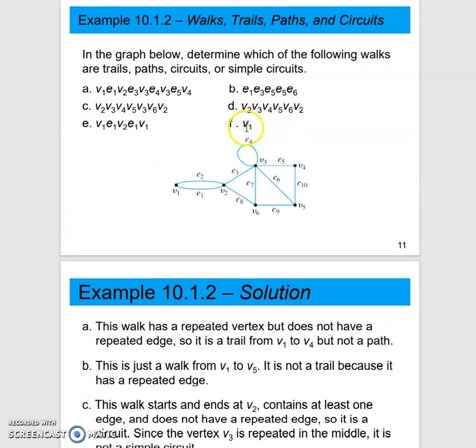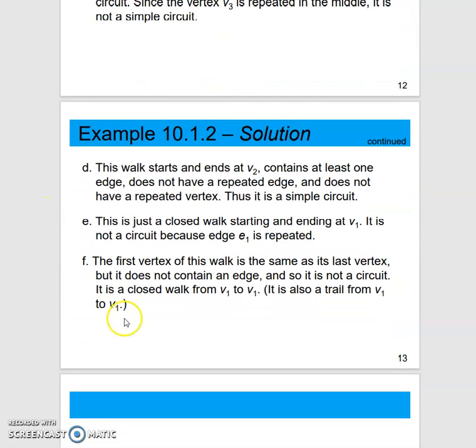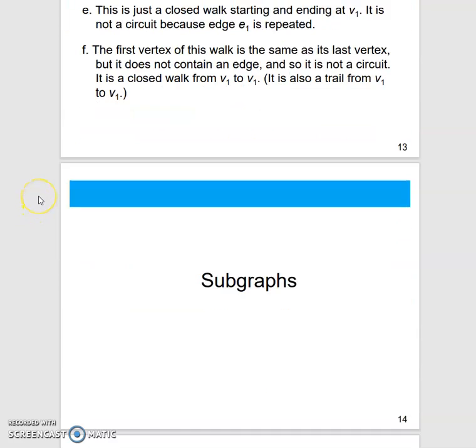Last but not least, I'm just told V1. So here we're just at vertex 1. Now it is the first and the last, but it doesn't contain at least one edge. So it is not a circuit. We would just describe it as a closed walk. We could also describe it as a trail. So that'll hopefully give you a sense of this vocabulary and how to start reading all of these various graphs.